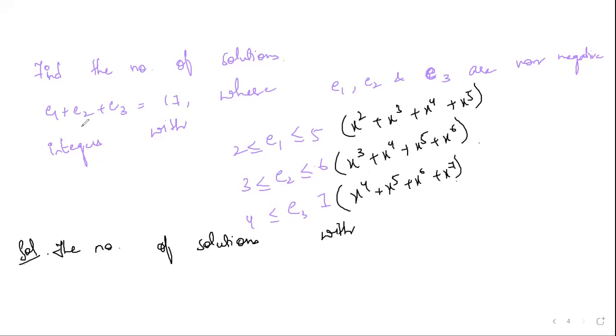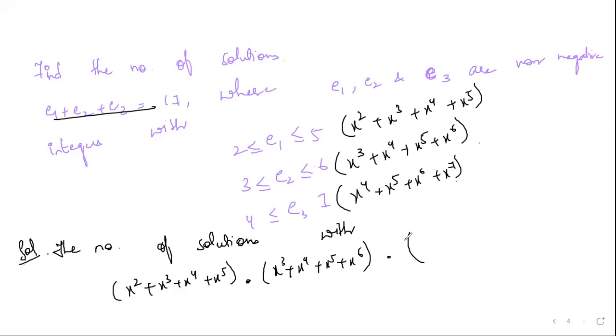Now, instead of adding these, we multiply them. I'll write this in the form of generating functions as (x square plus x cube plus x power 4 plus x power 5) into the next, E2, which is (x cube plus x power 4 plus x power 5 plus x power 6), into (x power 4 plus x power 5 plus x power 6 plus x power 7). It should be equal to the x power 17 coefficient. So the solution is to find the coefficient of x power 17.